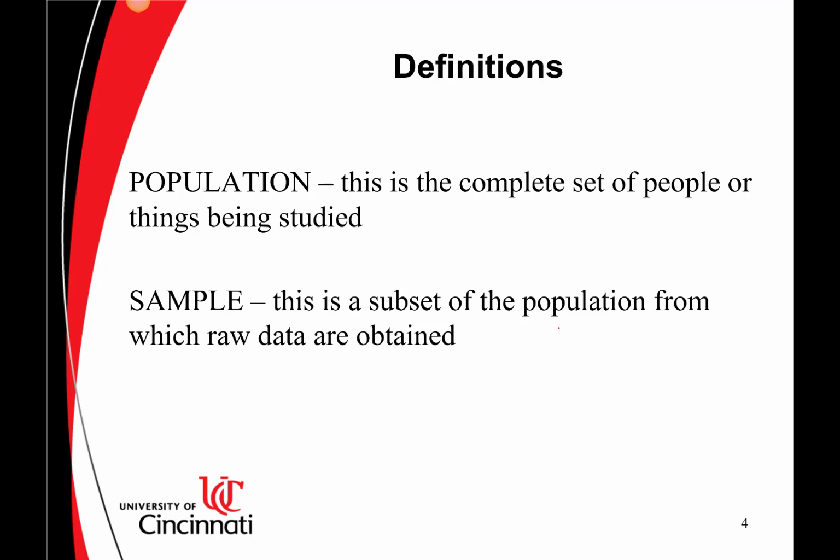One is population. That's everybody. Or if we're studying, for example, light bulbs, it's every single light bulb that GE sells or Sylvania sells. A sample is a smaller grouping from that population.